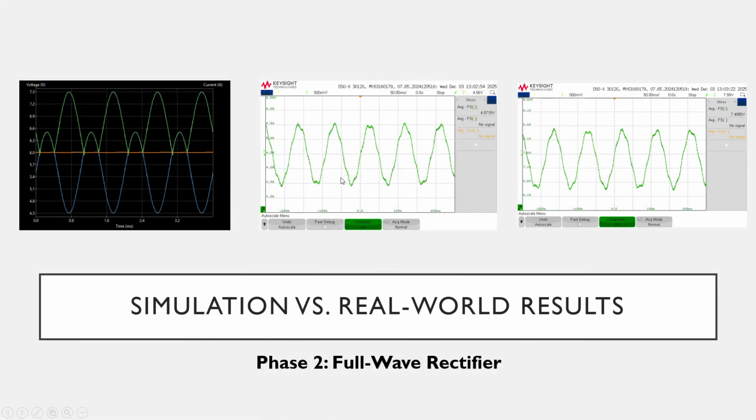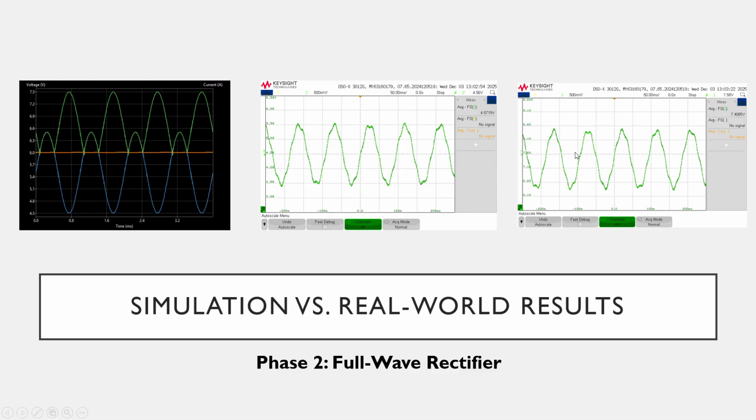Here's our simulation and real world results for the full wave rectifier. You can see this green line here is the output. See that it's all above this 6.0 reference voltage, which is essentially a DC voltage. You can see in this graph right here, this is our input voltage, which is 4.5 volts, and our output here being 7.4 volts.